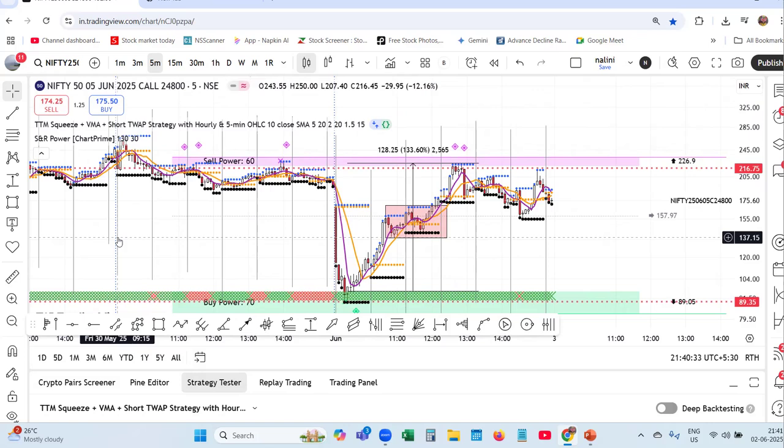I can give it to everyone because everyone should utilize and take the benefit of this indicator, and everyone should start trading profitably. That is my intention. That is how I have brought this strategy. This is a powerful intraday strategy.